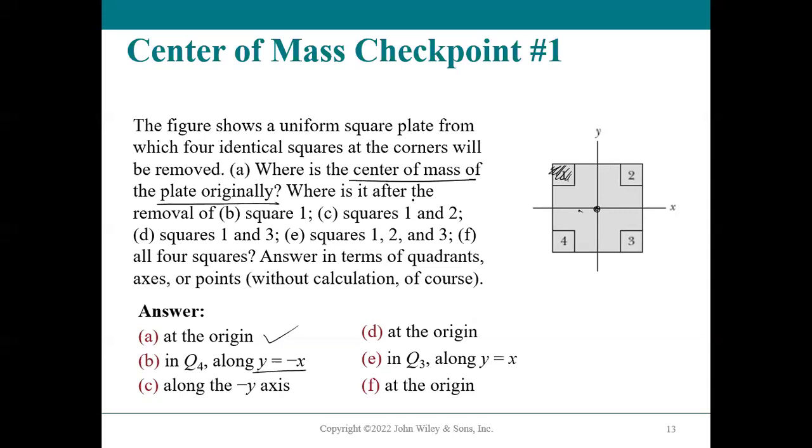And when squares 1 and 2 are removed, the center of mass will come here. And then if squares 1 and 3 are removed, it is at the origin. And then squares 1, 2, 3, at y equal to x, and if we remove all of them, it becomes the origin.